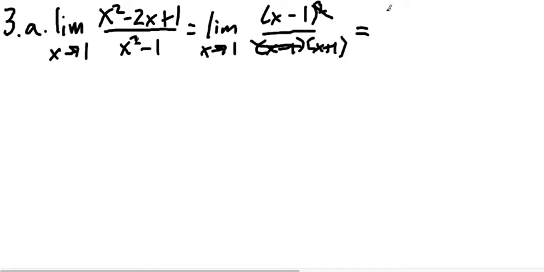Now I try to stick in 1 again. I get (1 minus 1) over (1 plus 1). That's 0 over 2, which is equal to 0. Great. If you did L'Hopital, you can check that. That still gives you 0.